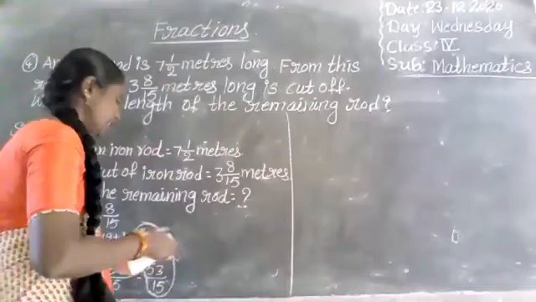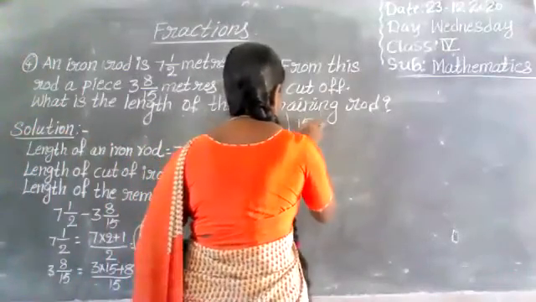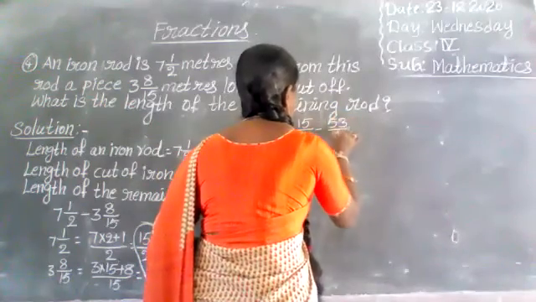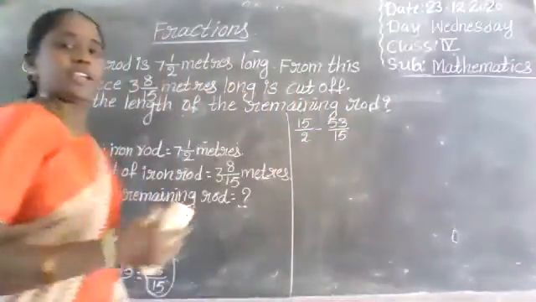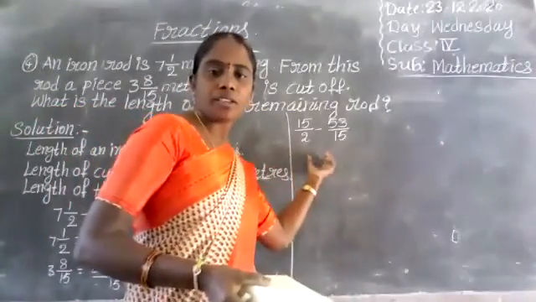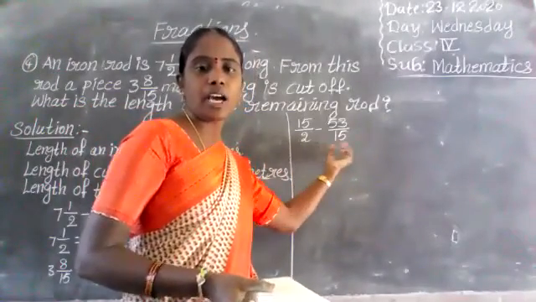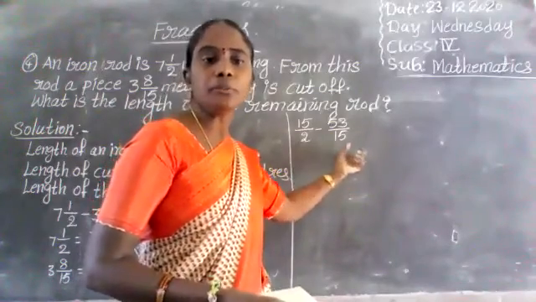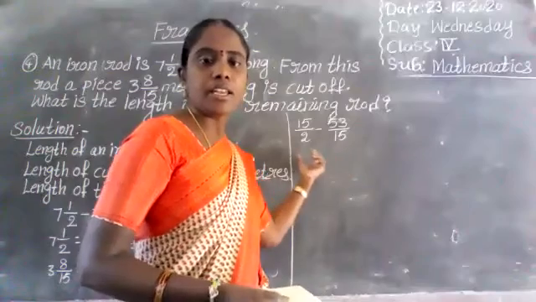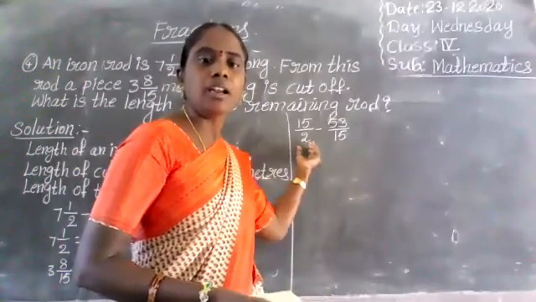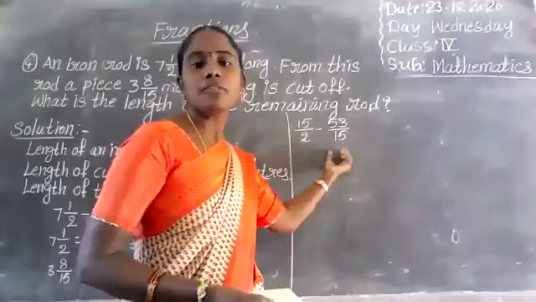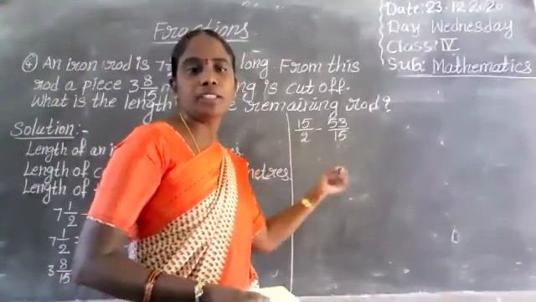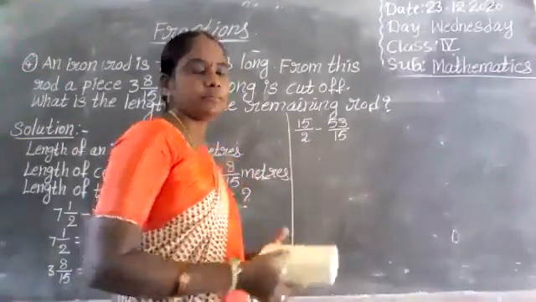15/2 minus 53/15. Now, these fractions are improper fractions and unlike fractions also, because here the denominators are different. So, change into like fractions. So, what do we do? Take the LCM of denominators. Here the denominators are 2 and 15. What is the LCM of 2 and 15? Say, children.